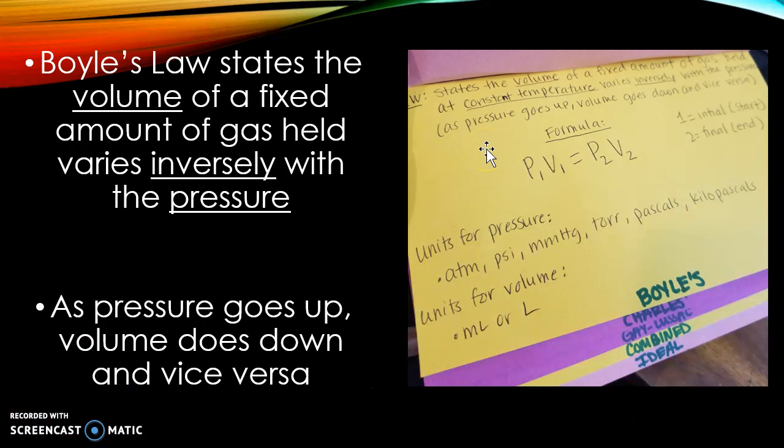Here's a definition. You're going to write this on the second page after the cover. Boyle's law states that the volume of a fixed amount of gas held varies inversely with the pressure. So volume is inversely proportional to pressure. As pressure goes up, volume goes down, and vice versa. So that's how a balloon works. If you squeeze a balloon, the volume is going to get smaller because you're squeezing it, but the pressure is going to get a lot higher.